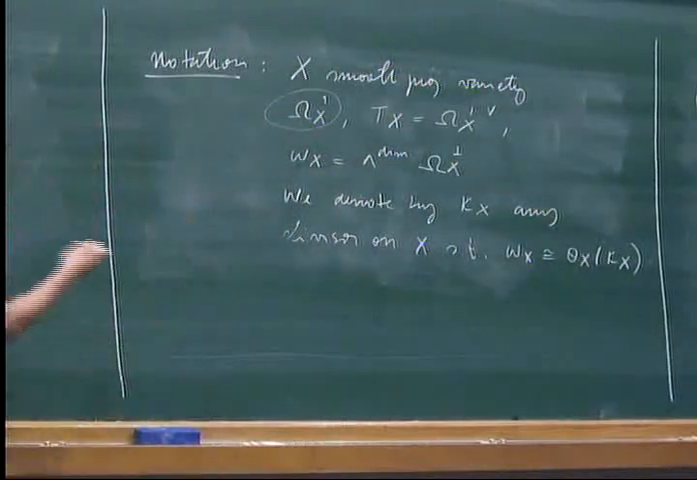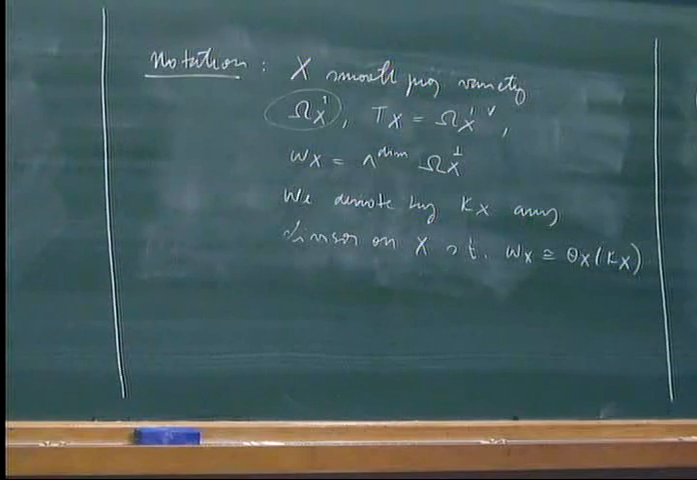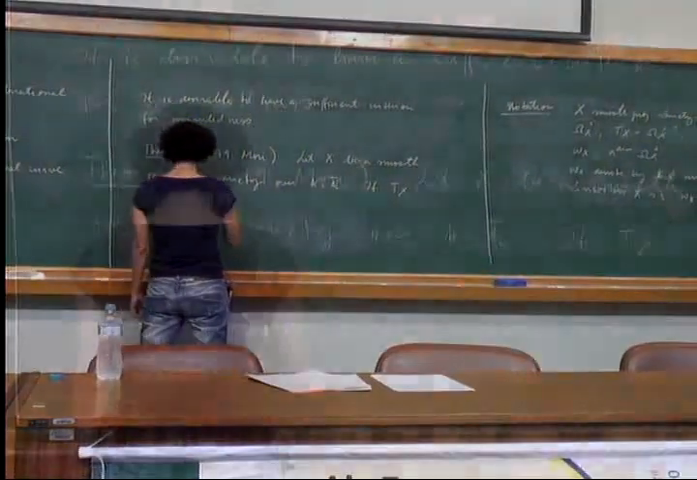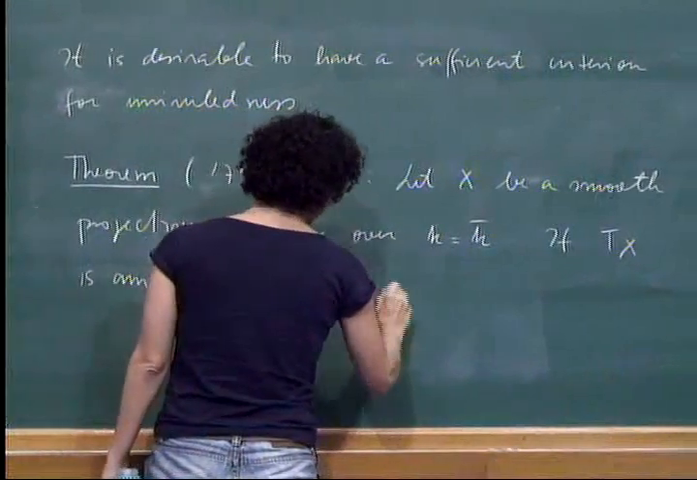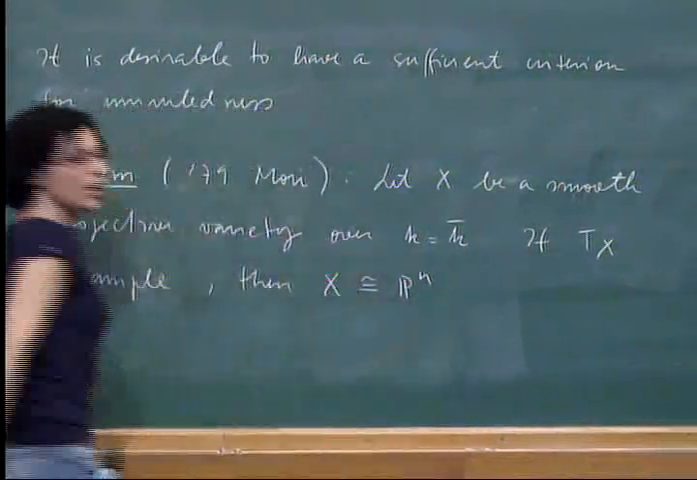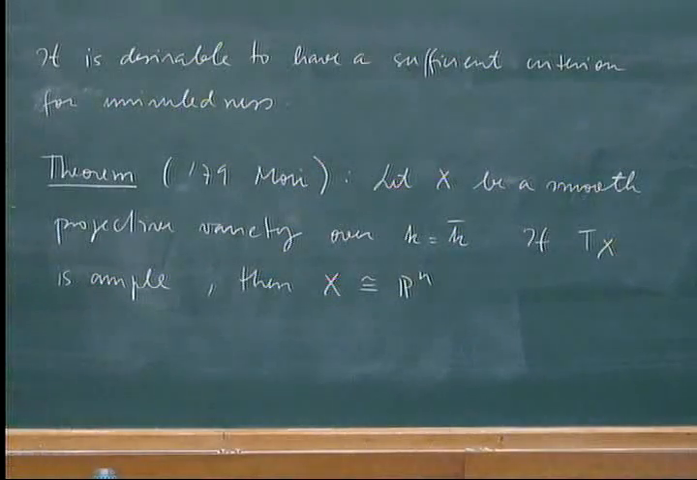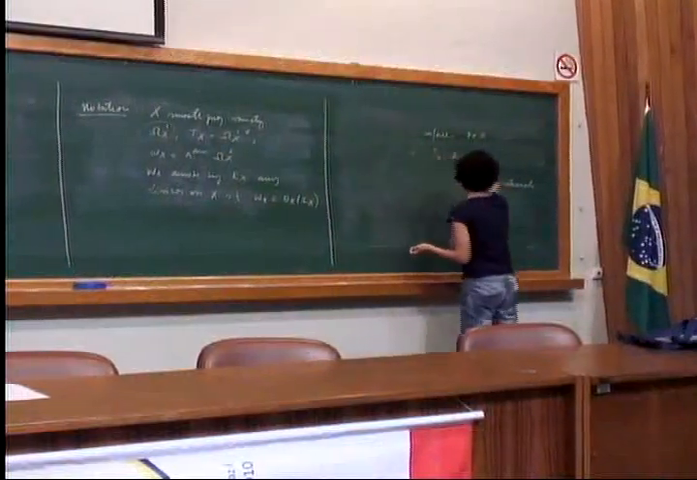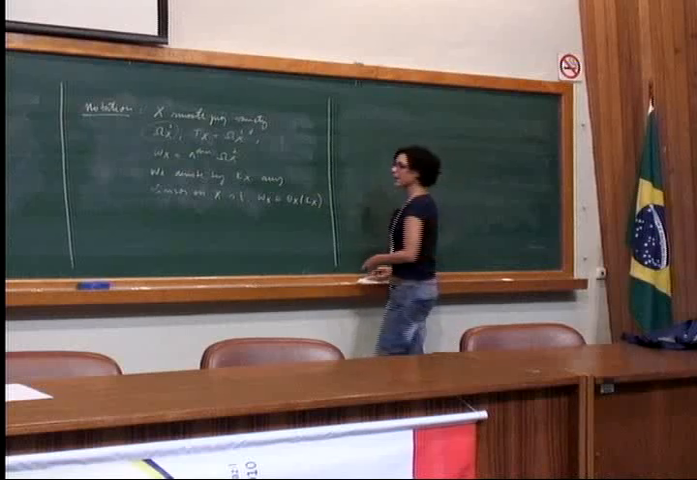So what happens if we ask for the opposite? If, for instance, we ask that the tangent bundle is ample. Well, it turns out that this is too strong. What Mori proves is that if the tangent bundle is ample, then X is isomorphic to a projective space. So we have maybe asked too much. But what I want to point out is I would divide the proof of Mori's theorem in two steps.